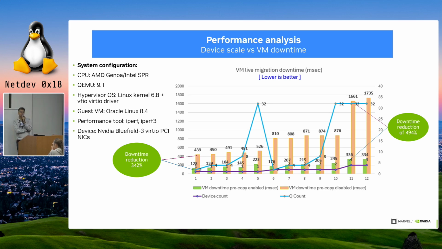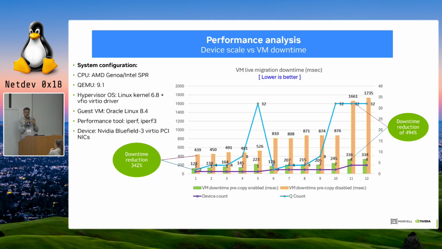The first one, numbers 1 to 12 are written, right? The first one is a downtime of 128 milliseconds with one device, and the queue count is 2 there. So we took 2 devices with 2 queues. And because of the pre-copy, we reduced the downtime from 439 milliseconds to 128. Not so impressive, 300% gain for 2 queues. But the real gain is on the rightmost side of the graph, the 12th one.